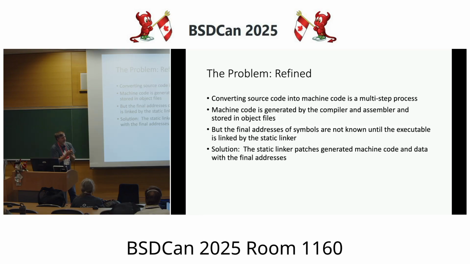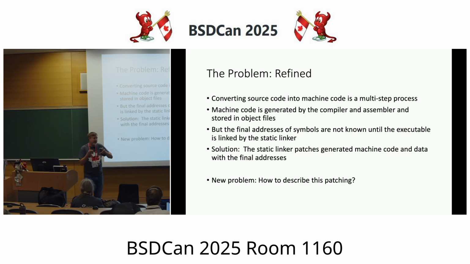So the way we solve that problem is part of the job of the static linker. In addition to merging things together to build output sections, it also patches things in the file that it's generating. So we will patch bits of instructions, like individual fields and immediates inside of instructions, or patch data variables. But now we have a new problem, which is how do we describe that patching? We need some way to manage this patching in a way that describes the operations that we're going to do.